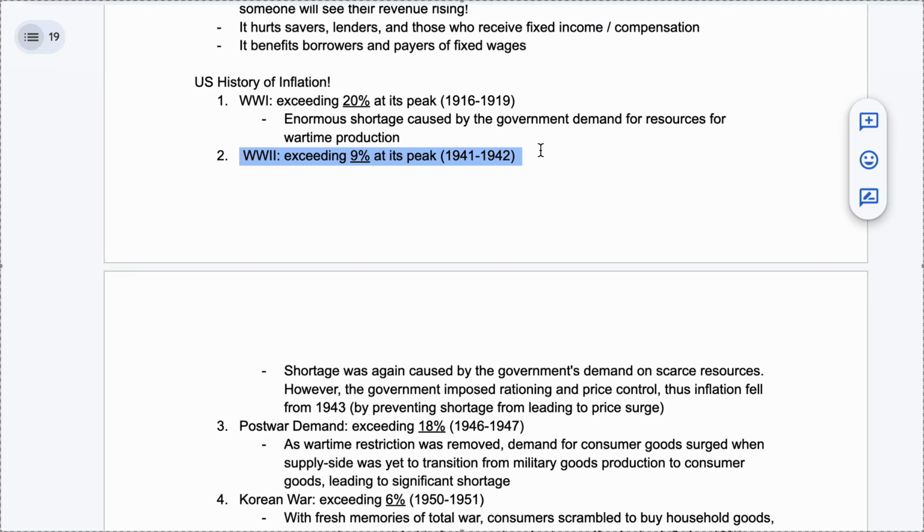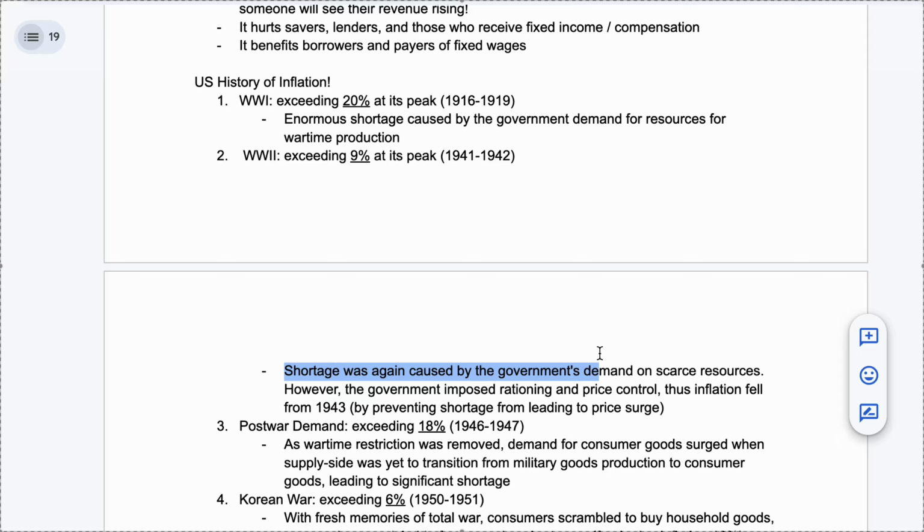We had World War II, where inflation exceeded 9% at its peak. Okay, and that happened for the same reason. Shortage was again caused by the government demand and scarce resources. Okay, but we can actually realize that inflation during World War II is not as high as World War One, although both of the wars were total wars, meaning that government was spending huge amounts of money and using huge amounts of resources to make military weapons, military goods, and things like that.